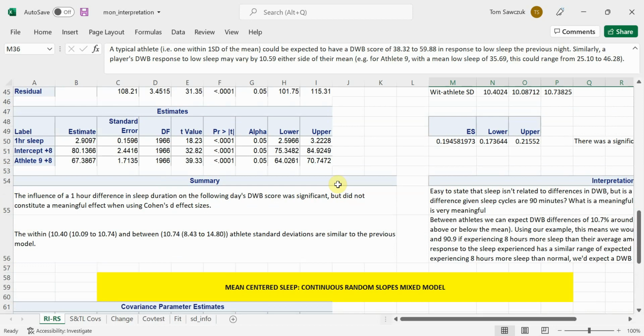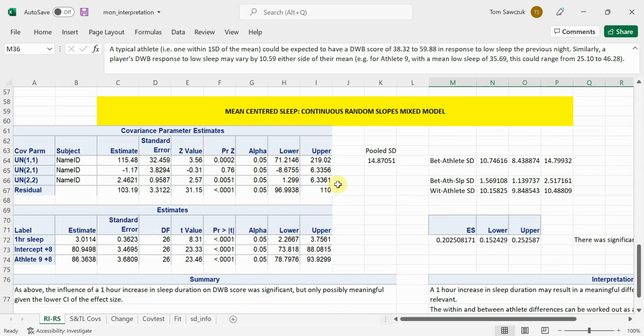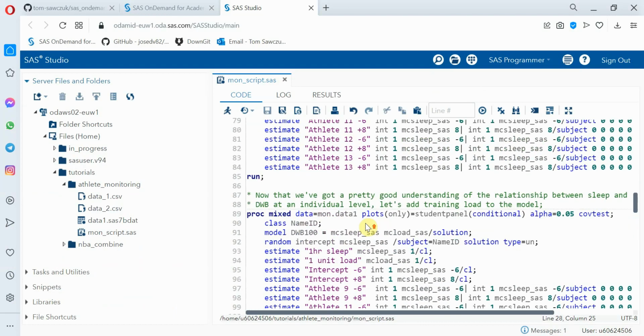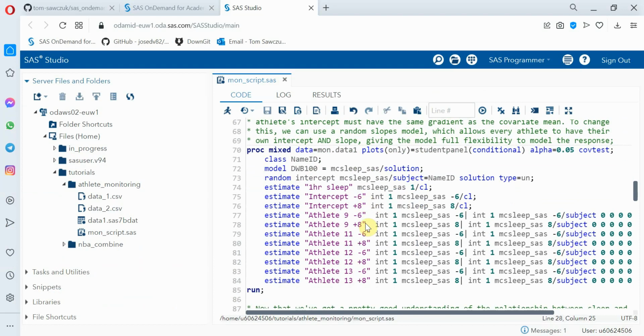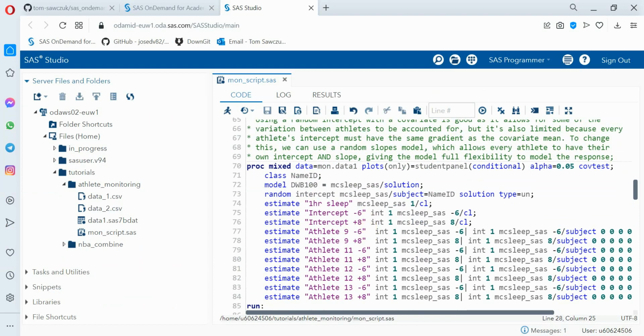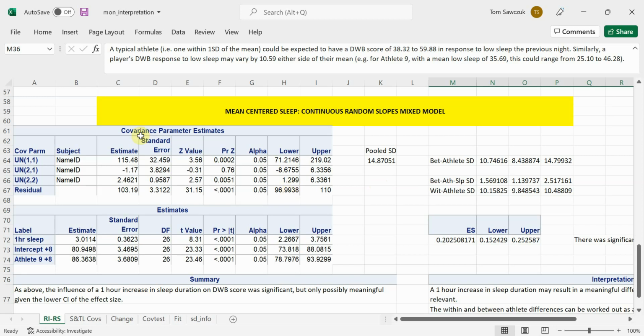So now what we could do is, with this next model, we could say, right, well, what is the actual response to sleep? How does sleep actually affect this athlete by using the between athlete sleep standard deviation? And to do that, we need to use the continuous random sloped mix model, which ran from lines 70 to 85, so that's this model. And in this model, again, we've only included the covariance parameters and the estimates. We've selected which estimates we want to look at.